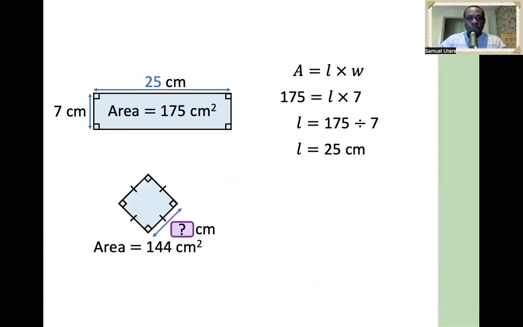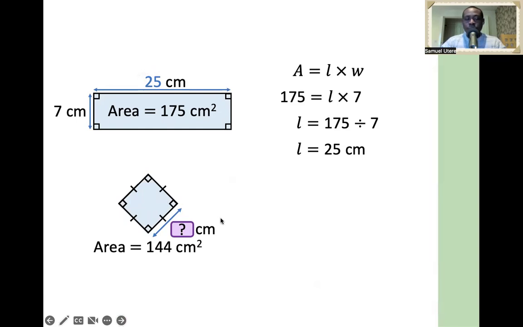What about this one? What do you notice? What do these marks show about this shape? What does it tell us? Well, you may have thought that these marks mean all the sides of the shape are equal. So it's a special rectangle, it's a square.